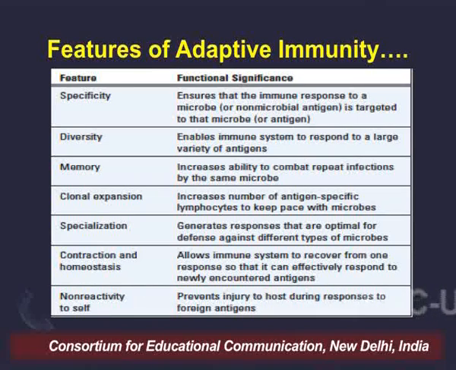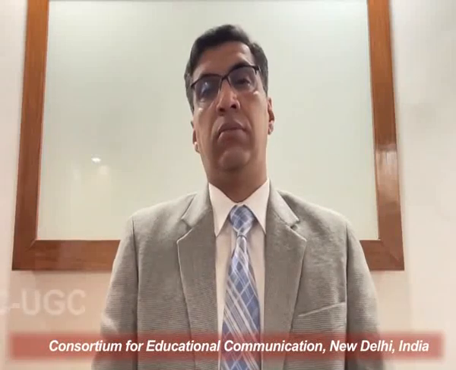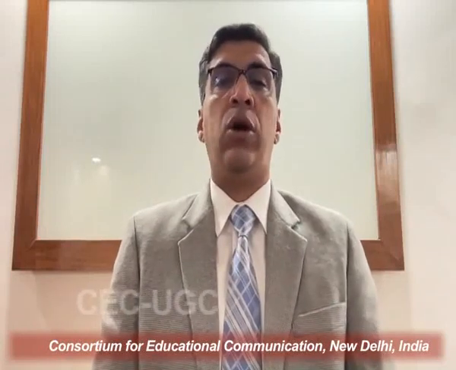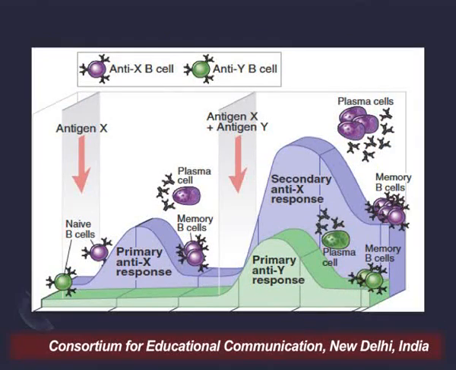Then once the immune response neutralizes the pathogens or the infection causing microbes, there is a decrease in the immune response, which is identified as contraction and homeostasis, because one has to suppress the immune response in order to protect the normal cells. And another last important feature is the non-reactivity to the own cells or the self cells which are present in the body. So this can be further explained by this picture.